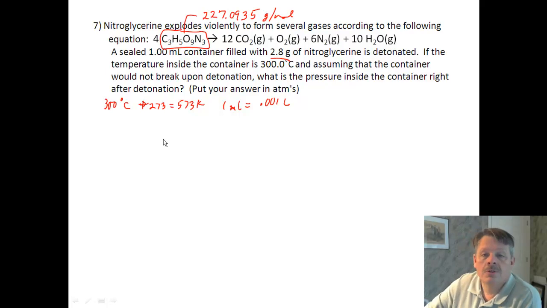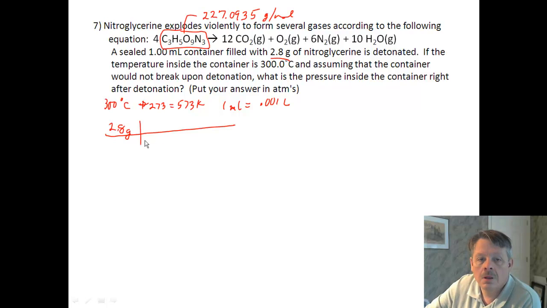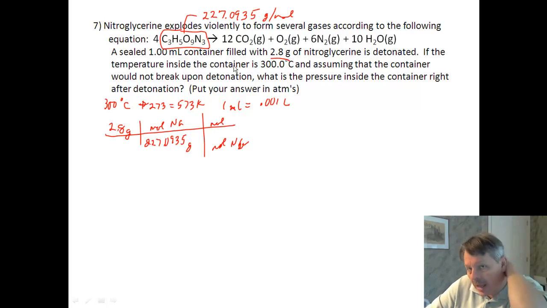All right, so now we start with 2.8 grams of nitroglycerin. And we have the mass of nitroglycerin, which is 227.0935 grams per mole of nitroglycerin. I'm just going to say Ng because I'm lazy. And we have to get rid of moles of nitroglycerin, and we have to go to moles of, what do we want to go to? This is confusing. How do we get to the pressure of all of these gases all put together?